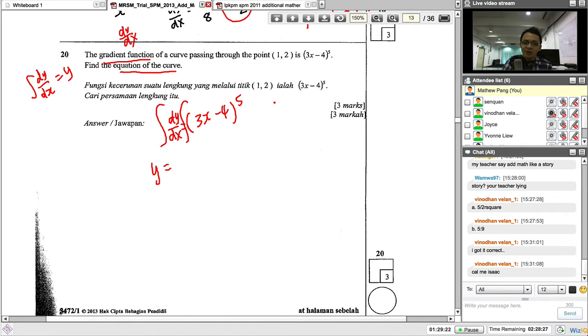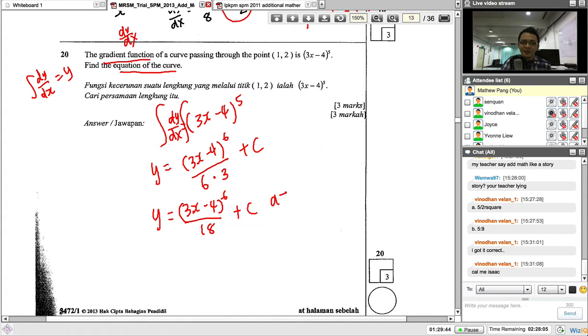So y will equal, I integrate this one, it is simple. This is (3x - 4) power plus 1, divided by the total power. Differentiate the inside one more time, put it at the bottom. Plus c. Please remember how to do the integration. So this one will be (3x - 4)^6 over 18 plus c.